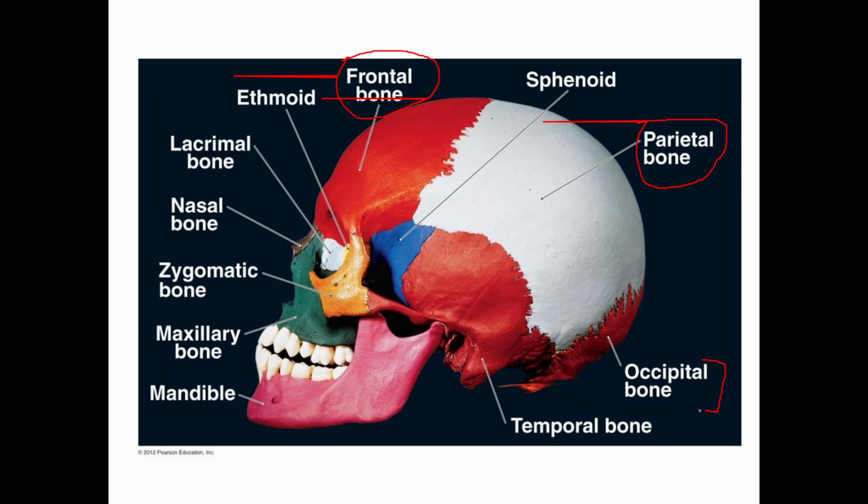The occipital bone is going to be comprising the entirety of the posterior aspect of the skull, pretty much protecting the backside of the skull. And again, there's only going to be one occipital bone.